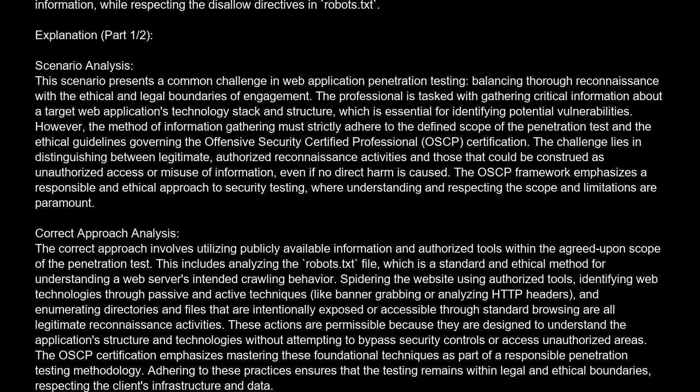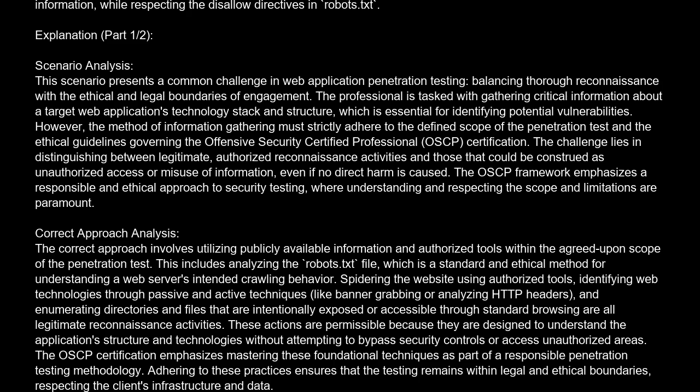reconnaissance activities. These actions are permissible because they are designed to understand the application's structure and technologies without attempting to bypass security controls or access unauthorized areas. The OSCP certification emphasizes mastering these foundational techniques as part of a responsible penetration testing methodology. Adhering to these practices ensures that the testing remains within legal and ethical boundaries, respecting the client's infrastructure and data.